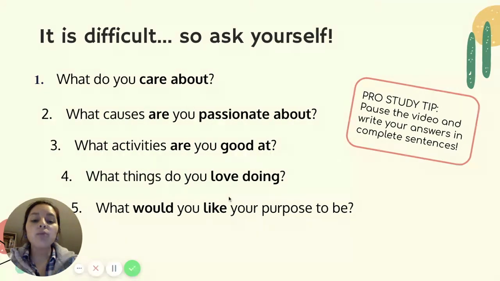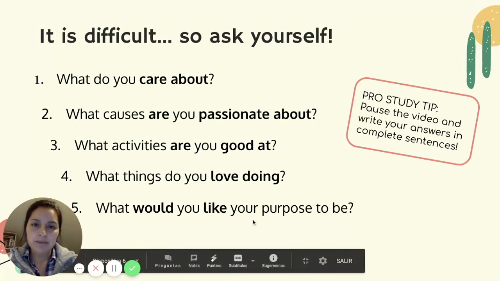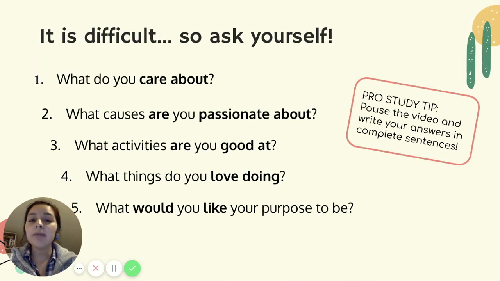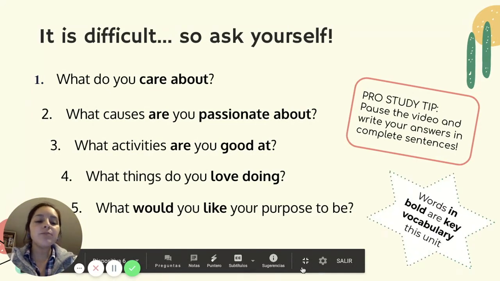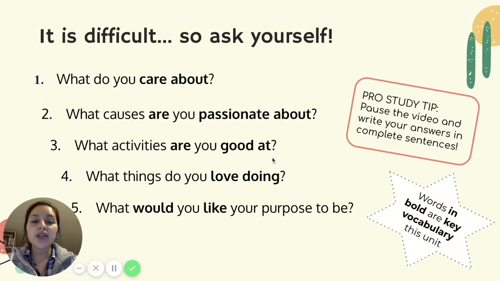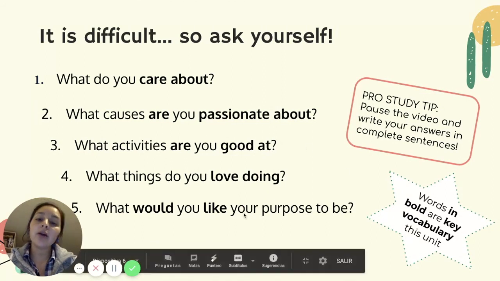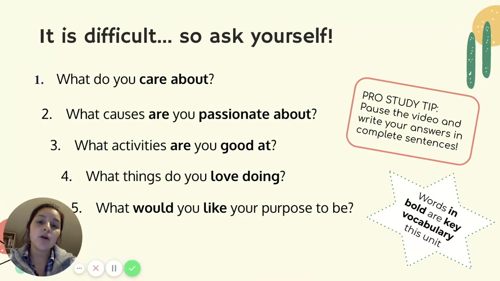And finally, what would you like your purpose to be? Which one? To help people, to make people happier, to serve others, to make jobs for other people. It's important that you consider that the words in bold, decir en negrita, all the words in bold are expressions, key vocabulary that we will be using in this unit. Okay?